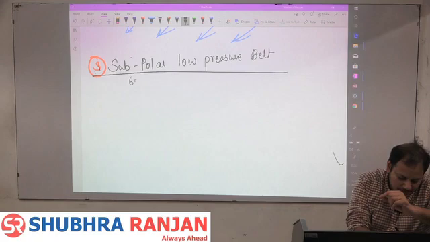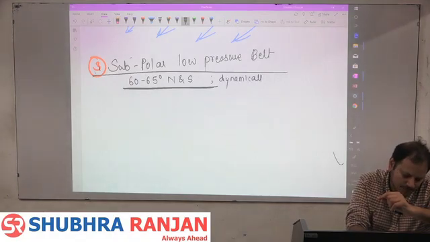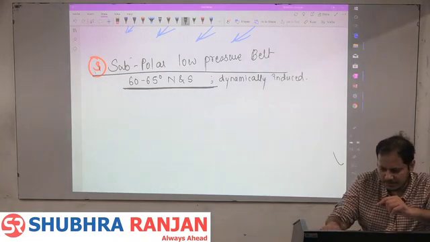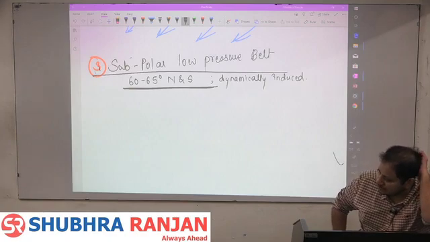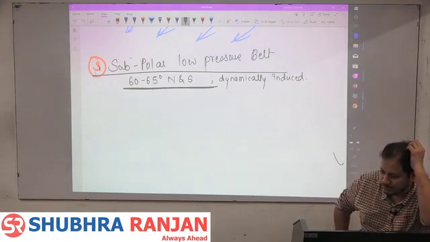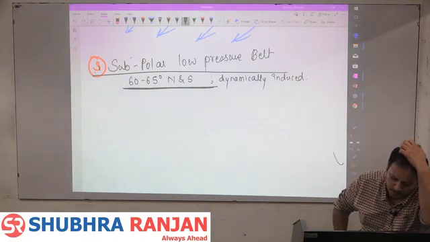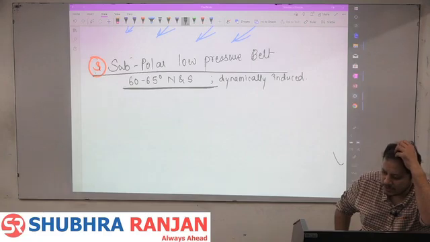It is located between 60 to 65 degrees north and south. It is dynamically induced, a zone of convergence of warm westerlies and cold polar easterlies.